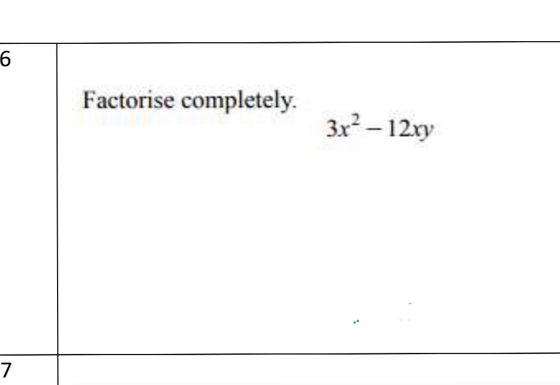So take the highest common factor, open a bracket, then divide. 3x squared divided by 3x: 3 divided by 3 equals 1, x squared divided by x equals x. Minus 12xy divided by 3x: 12 divided by 3 equals 4, xy divided by x equals y.